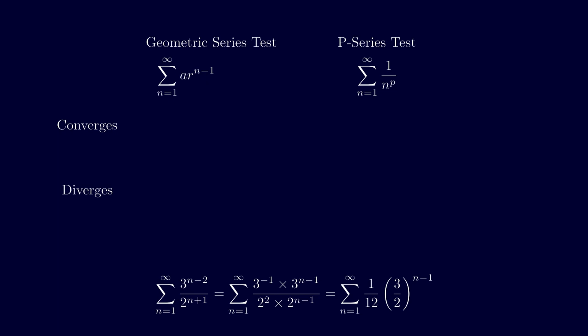Otherwise, it diverges. In short, we can just write this. Pretty simple to check. Similarly, a p-series converges if p is greater than 1. Otherwise, it diverges.